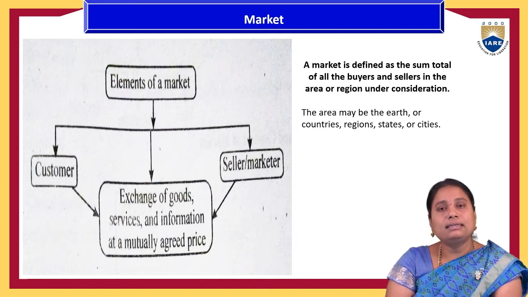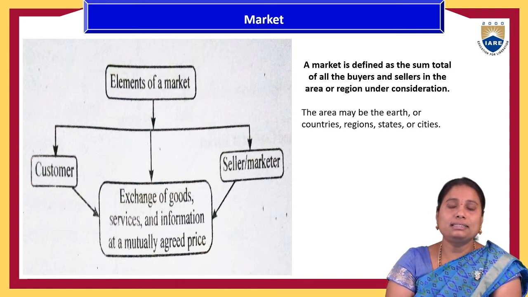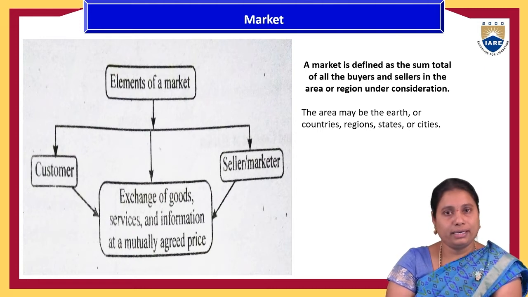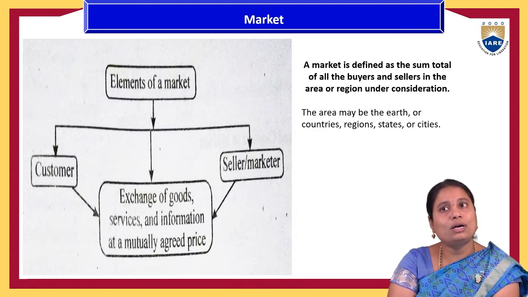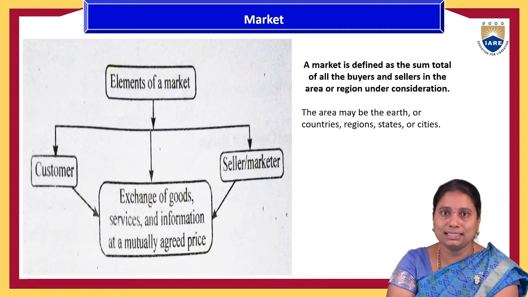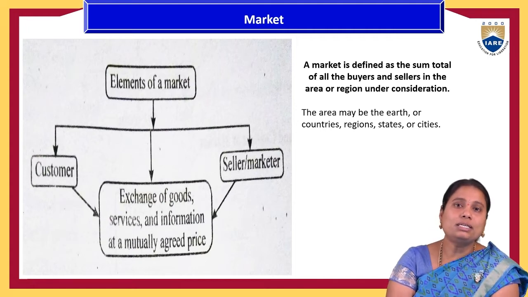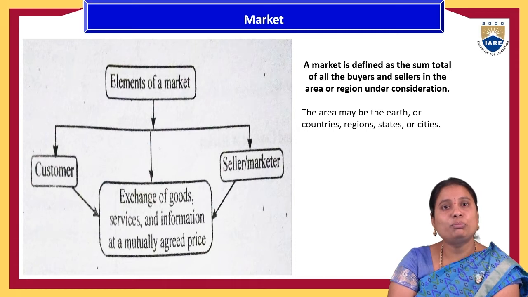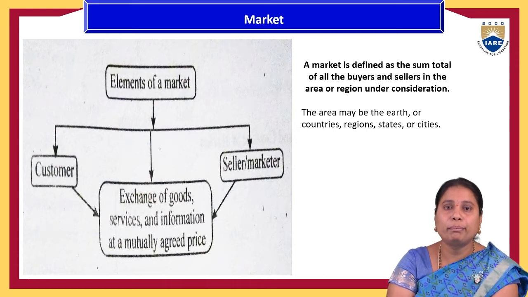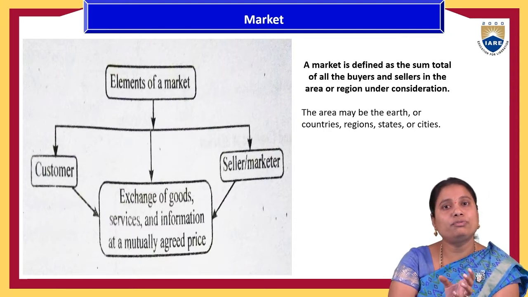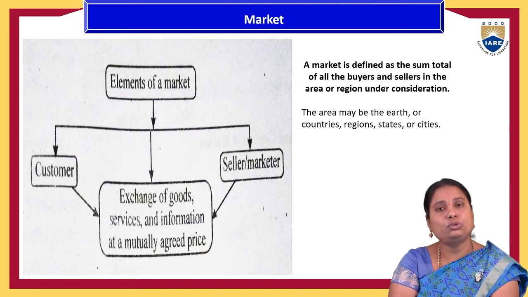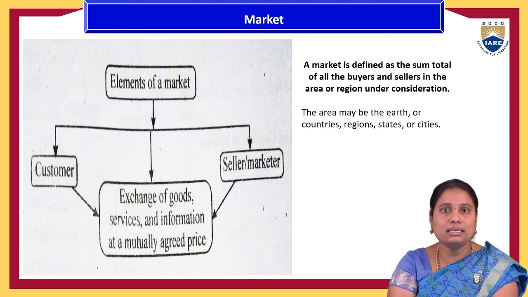If we see the definition of the market, it is defined as the place where the buyers and sellers meet. That meeting point is called the market. It may be on the earth, in a particular country, region, state, or city, wherever it is. The buyers and sellers need not meet physically, even virtually also. But the expectations of the customers and the output products of the sellers have to meet. That place is called the market.